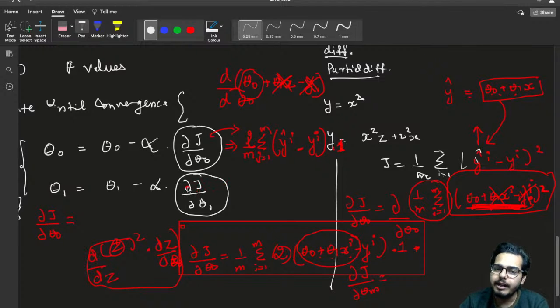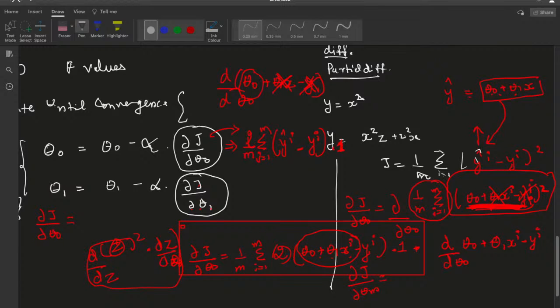Now if you talk about the derivative of del j with respect to del theta 1, there will be only one change in the whole equation. You are doing the differentiation with respect to theta naught, but now you will take the derivative with respect to theta 1, and you can see that this term does not have theta 1, so it will be 0. This term does not have theta 1, it will be 0. What will be the derivative of this term when you take the differentiation with respect to theta 1? It will be just xi. So it's something like this.